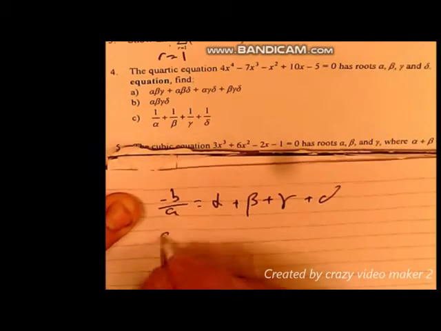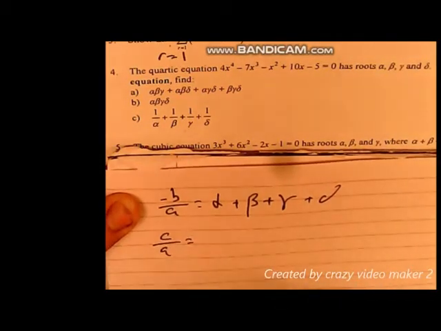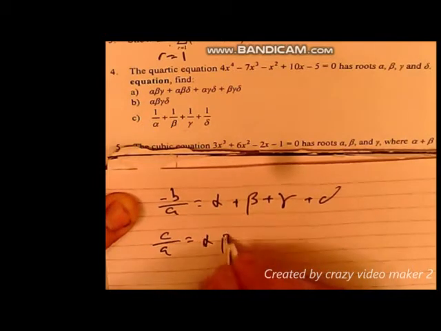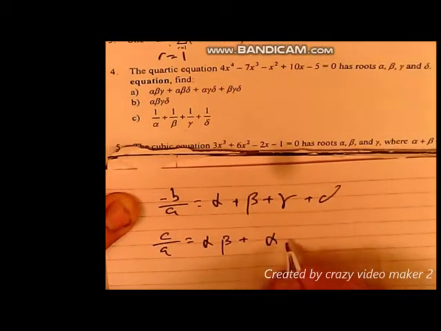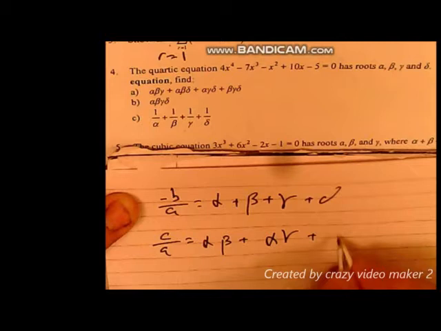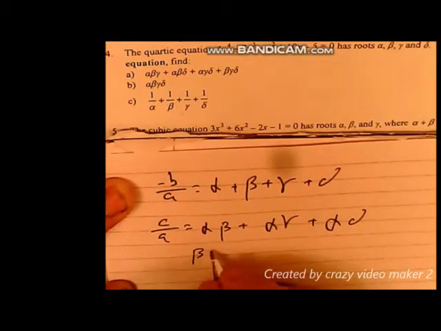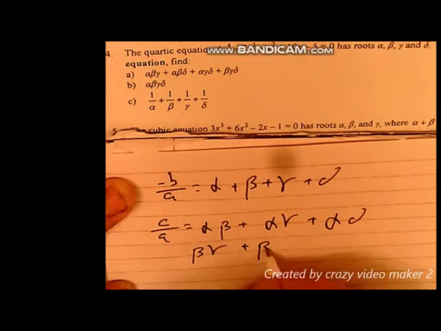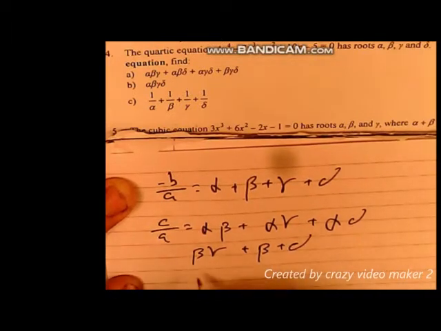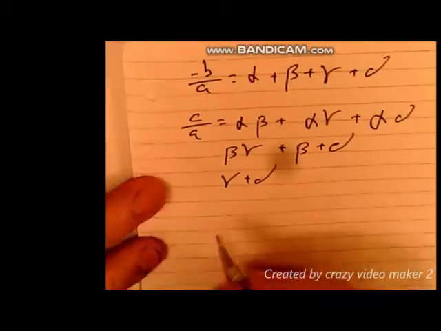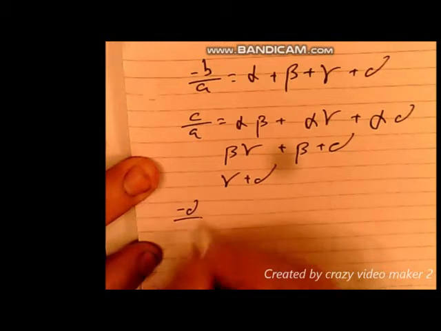Then this is c over a, and that's when they combine together. So it's going to be alpha and beta, alpha and gamma, alpha and delta. I've done all the alphas, so it's beta and gamma plus beta and delta. I've done betas, and I've just got gamma and delta. Good, and then a, b, c, d, so it's going to be minus d because it's flipped over a.